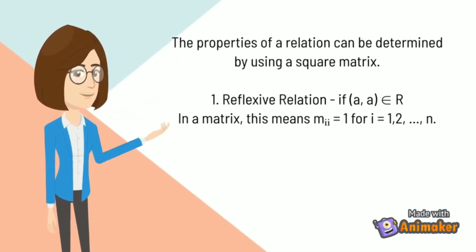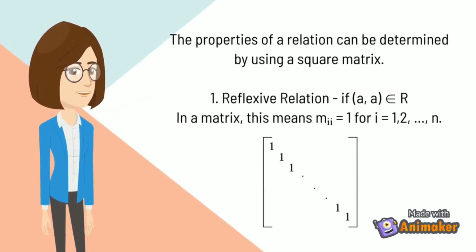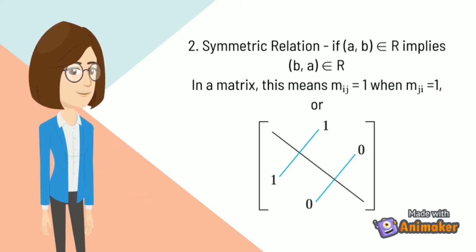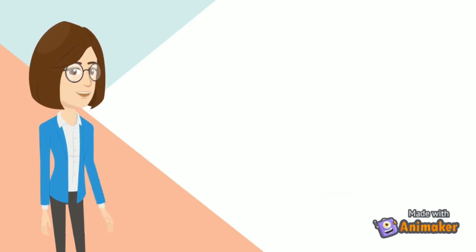The properties of a relation can be determined by using a square matrix. Recall that if a relation is reflexive, then A, A will always be in the relation. In a matrix, this means that the main diagonal is all 1. Next, if the relation is symmetric, what we are looking at is, if A, B is in the relation, then it implies that B, A is in the relation. To determine from the matrix, we can imagine folding the matrix along the main diagonal, and it should match up on each side. Or, our matrix is equal to its transpose.